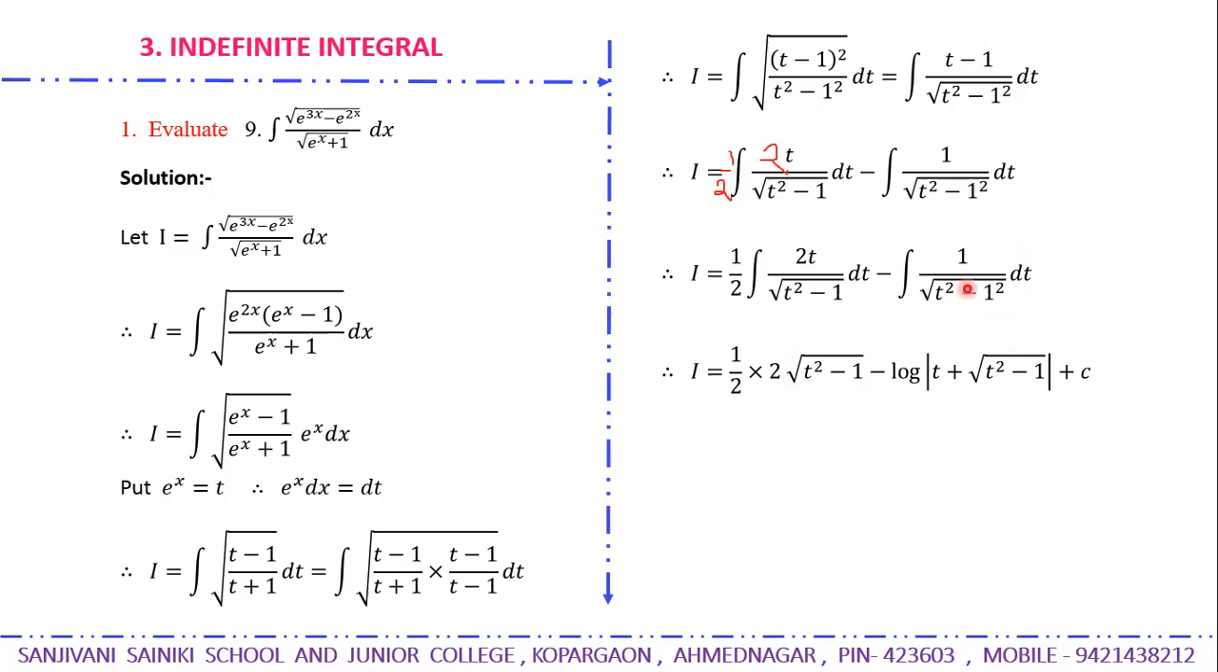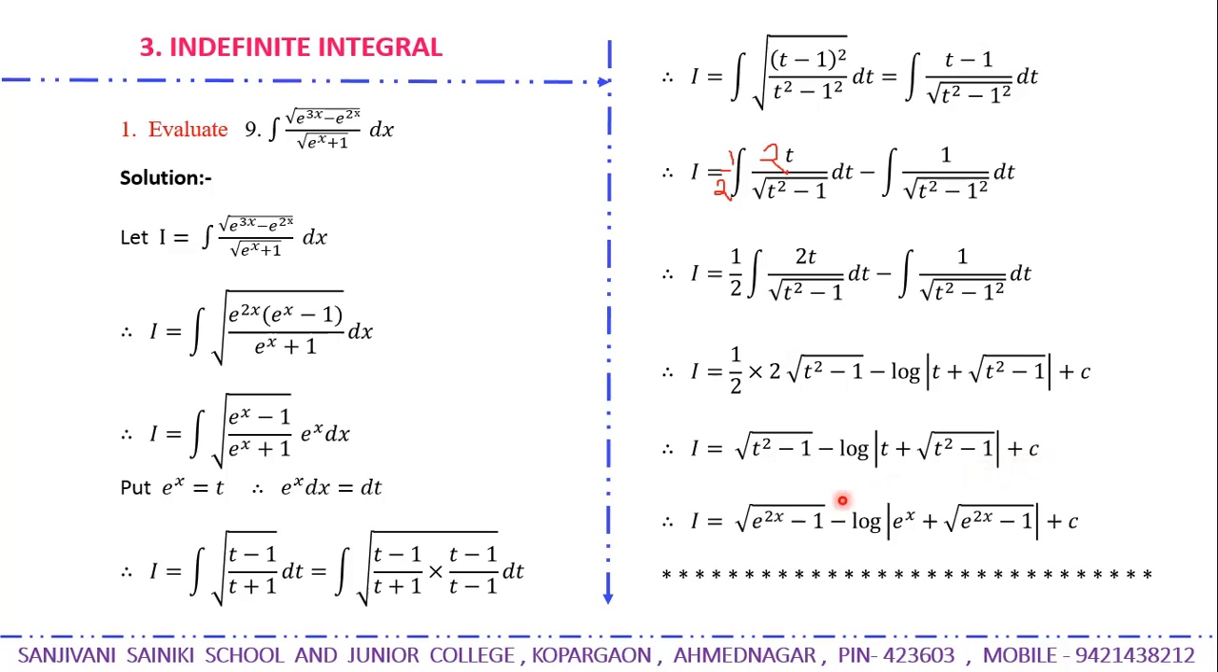And here is the standard formula, 1 upon root x square minus a square, it is log of x plus root x square minus a square. Here 2 will get cancelled and you get root t square minus 1, log of t plus root t square minus 1, plus c. So back substitute the value of t as e raised to x. So e raised to x bracket square, e raised to 2x, e raised to x. This is the solution of the given problem, and this is all about exercise 3.2 C. Now we will stop here.